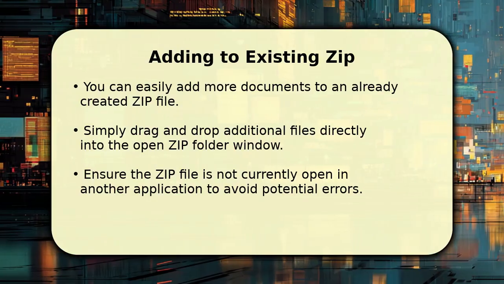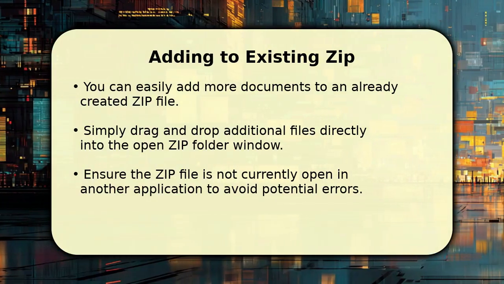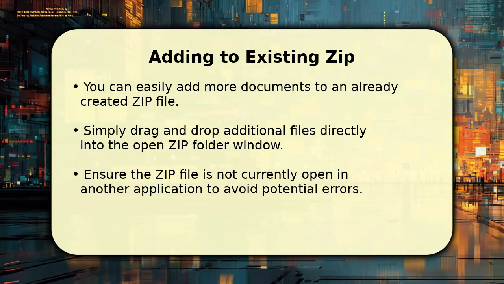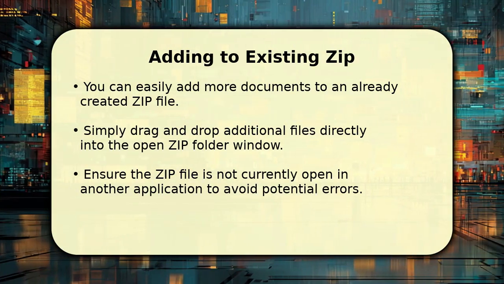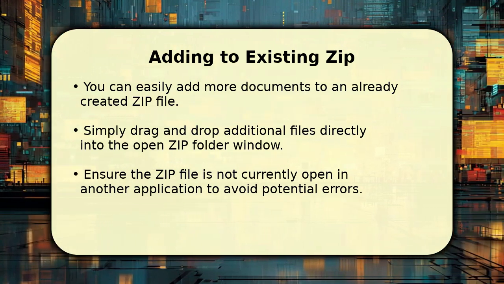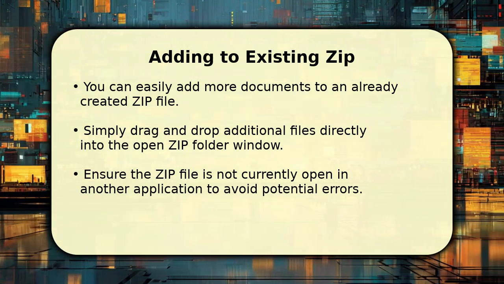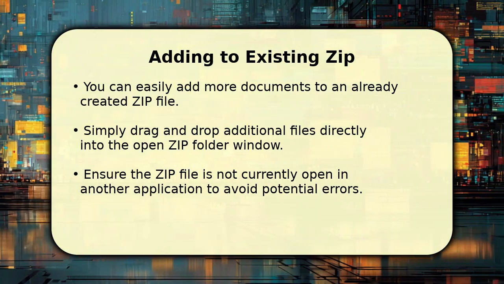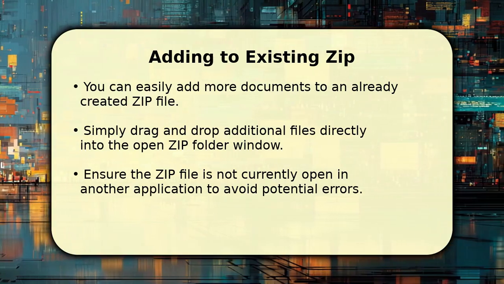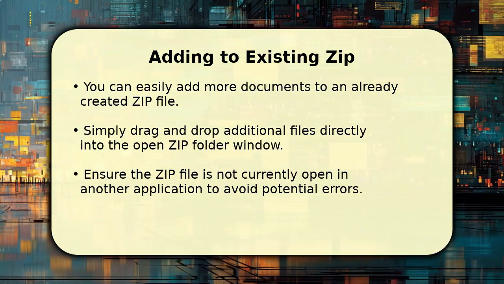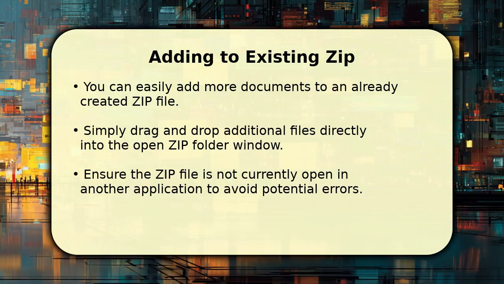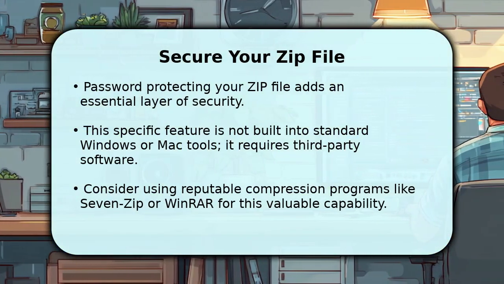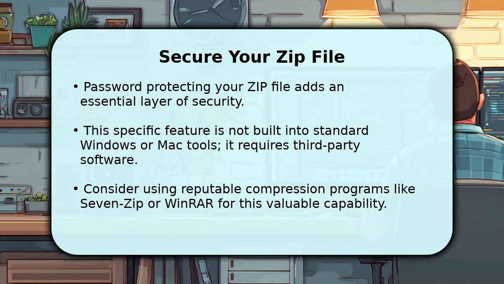You might find yourself needing to add more documents to a ZIP file you've already created. This process is straightforward. Simply open the existing ZIP file as you would any other folder. Then, select the new documents you wish to include and drag them directly into that open ZIP folder window. Remember to ensure the ZIP file is not actively being used by another program, and your new files will be seamlessly added. For sensitive documents, adding a password to your ZIP file provides crucial security.